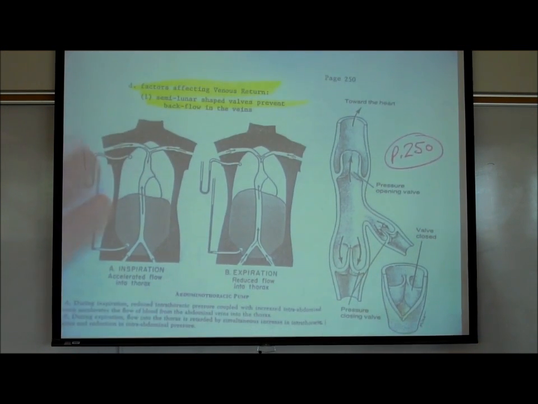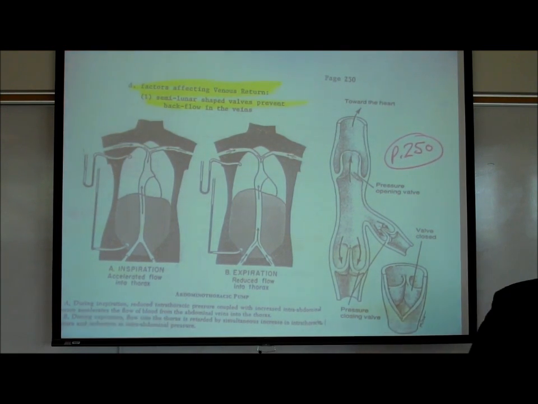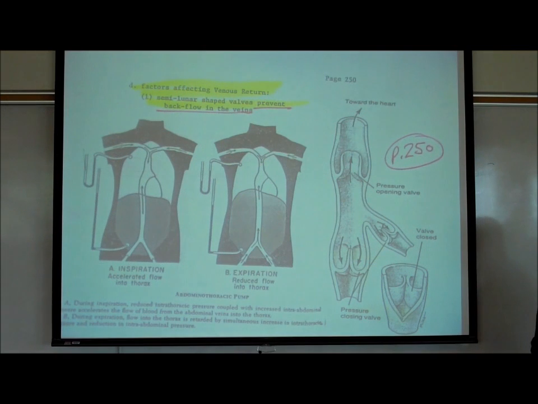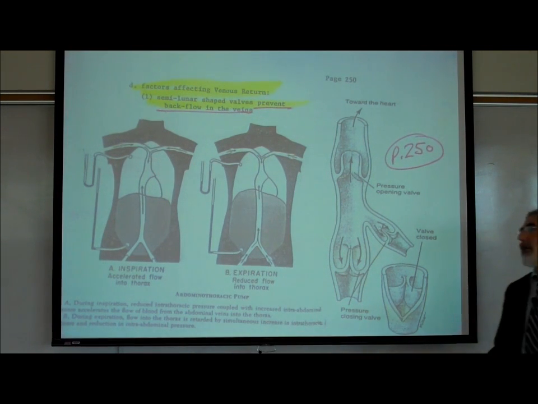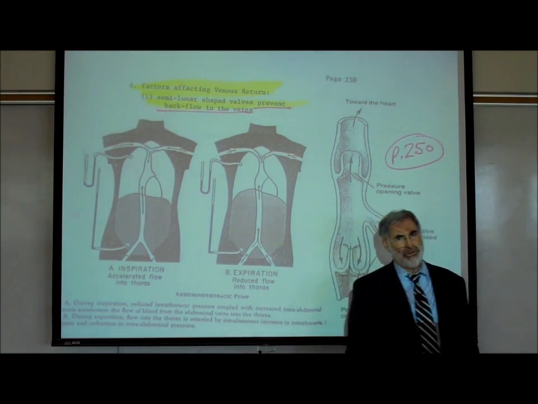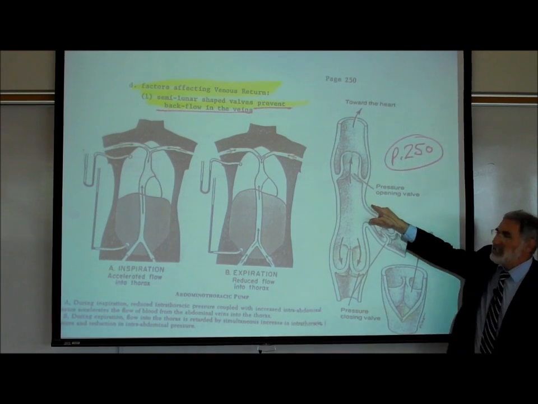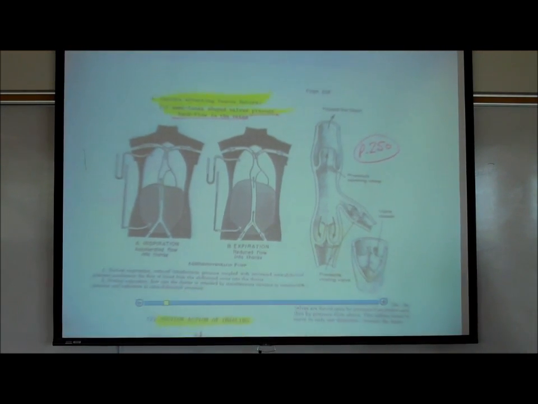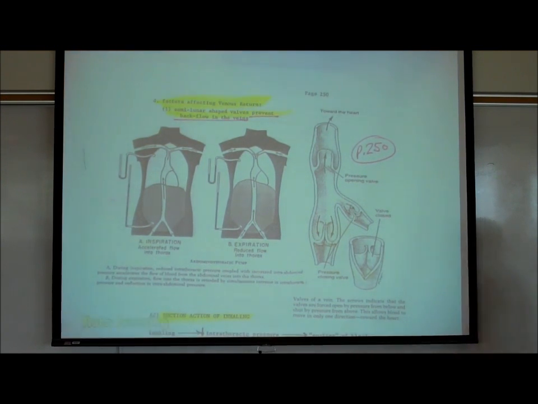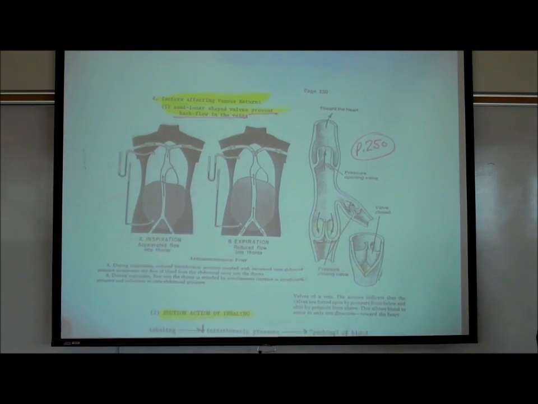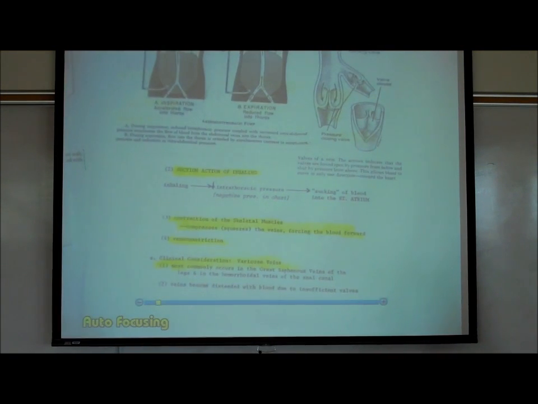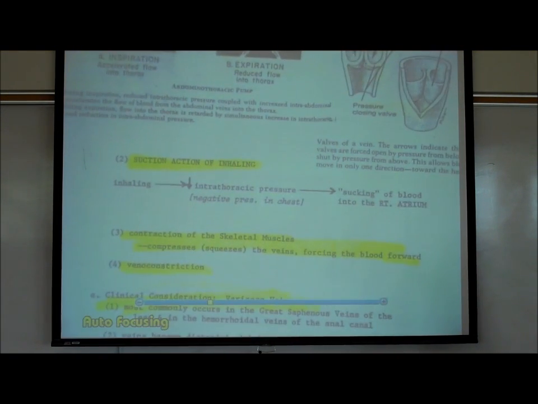First thing that helps them, there are valves that prevent backflow in our veins. We don't need valves in our arteries because there's a really high pressure in the arteries. But we've said earlier today, in our veins, there are valves that if they're working, that prevents the blood from going backwards. Another thing that helps is the sucking action of inhaling.